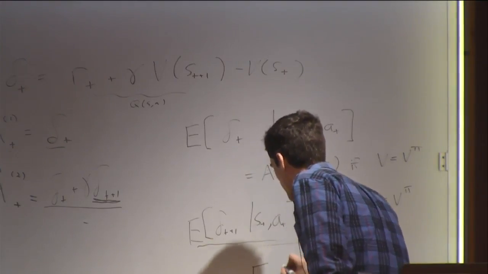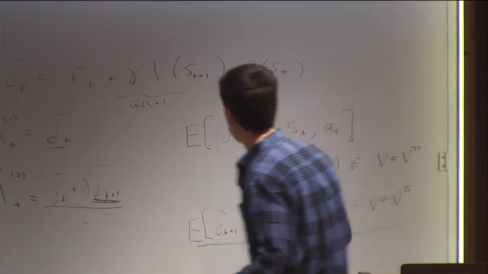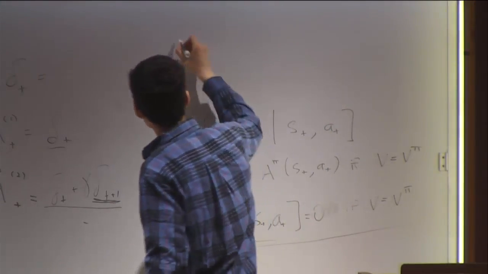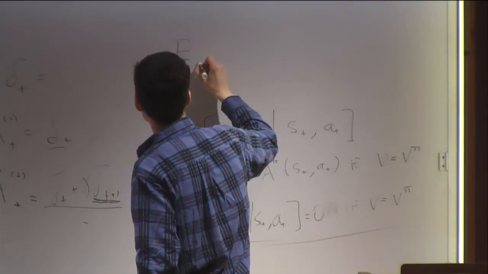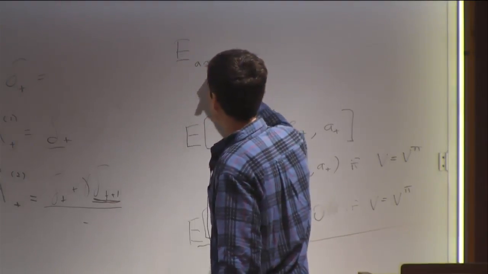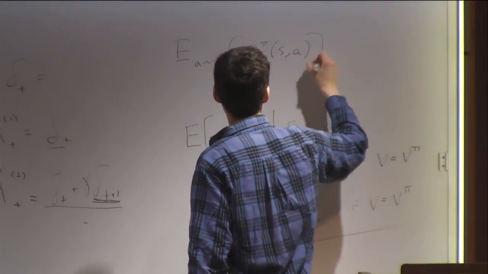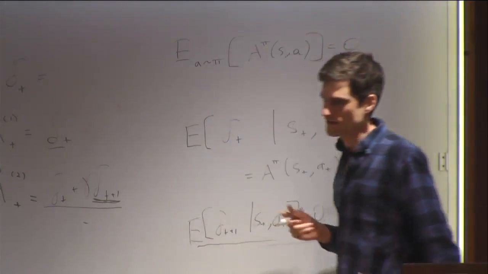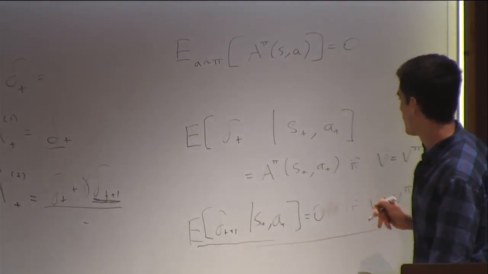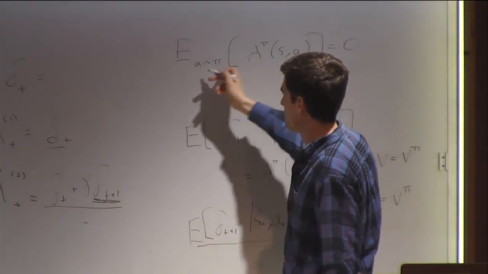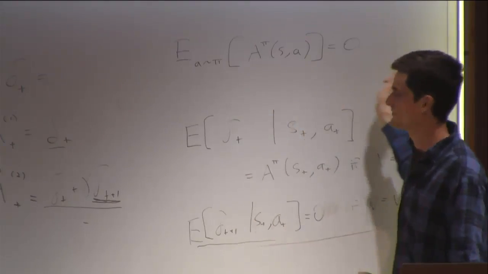Now the other claim is that this expectation equals 0, because in general the expectation over an action sampled from pi of the advantage function equals 0. I'm probably writing too low. Let me move up a little bit. And this is conditioned on s. So if we just sample the actions and we condition on s, this is always 0.